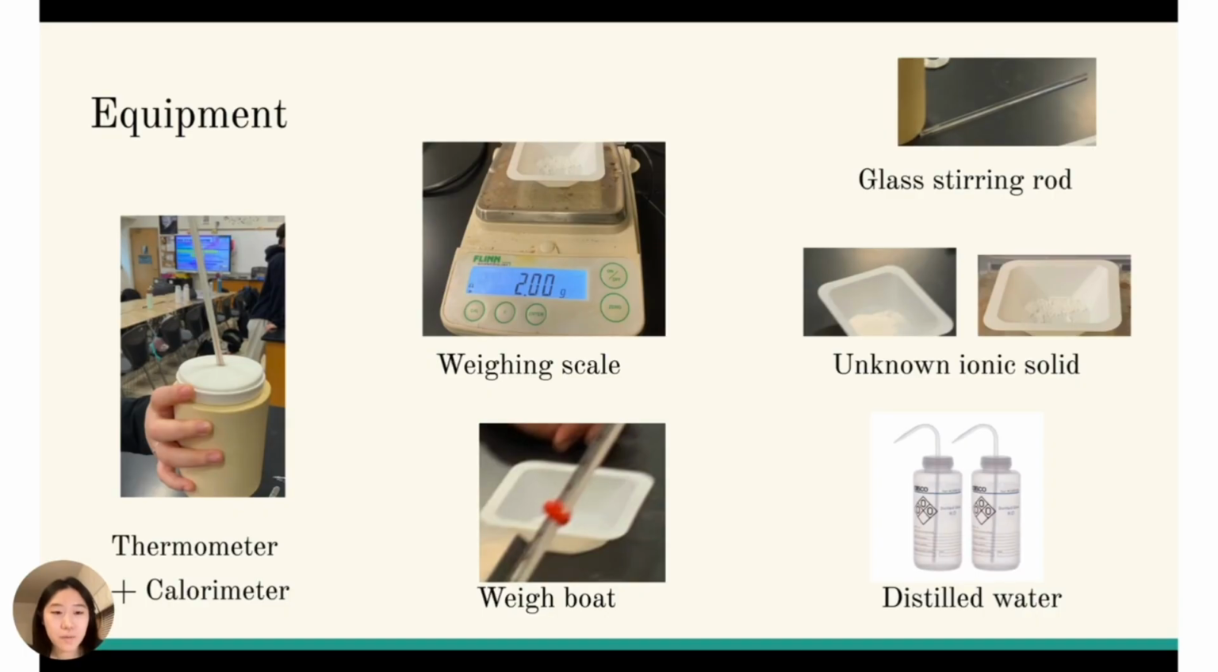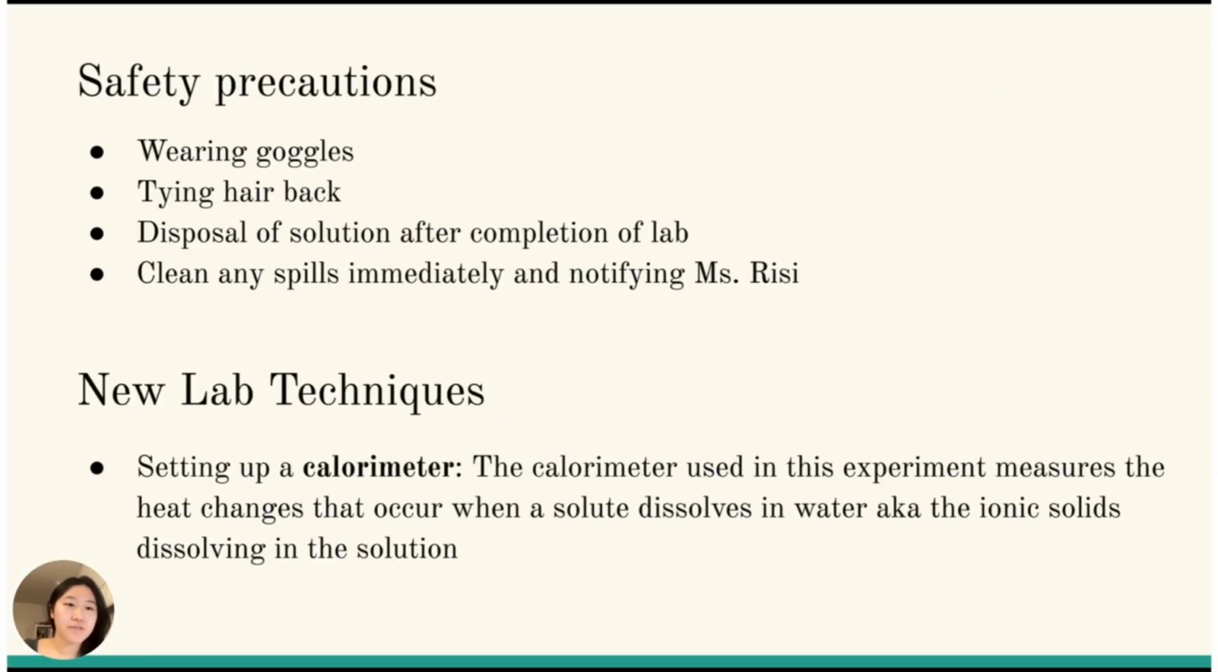So the equipment for our lab was a thermometer and calorimeter, as well as the weighing scale, the weigh boat, the glass stirring rod, unknown ionic solids, category A and B, and then distilled water. For our safety precautions, we wore goggles at all times and tied our hair back, and we disposed of the solution right after completing the lab, and had we had any spills, we cleaned them immediately and notified Miss Racy.